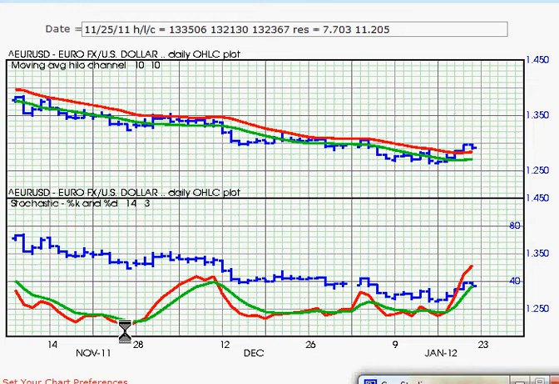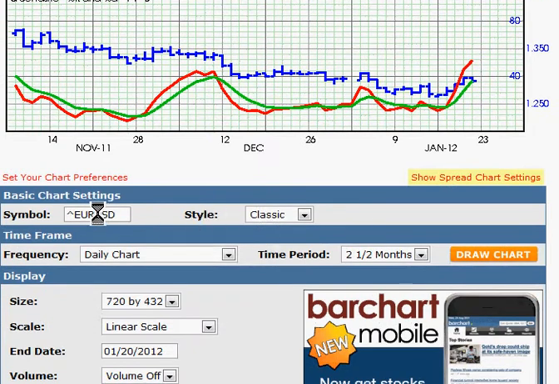So the EUR USD made a new price low, came down and kept making new price lows as the stochastics was making a bullish divergence. And now it looks like a price low is in. The stochastics are moving higher, and the EUR USD is trading above the 10-10 bands here. So I think this market's heading higher, EUR USD higher. I think the dollar's heading lower.